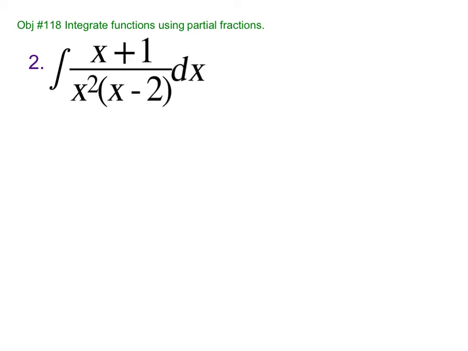All right, pause the video and set it up. So this is the harder one for setting up. So we have to do, when we have a square, A over x, B over x squared, and then C over x minus 2. Okay?